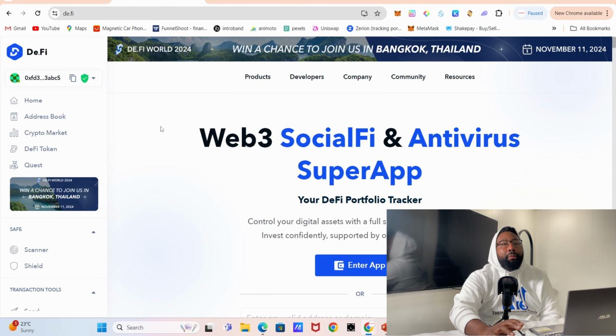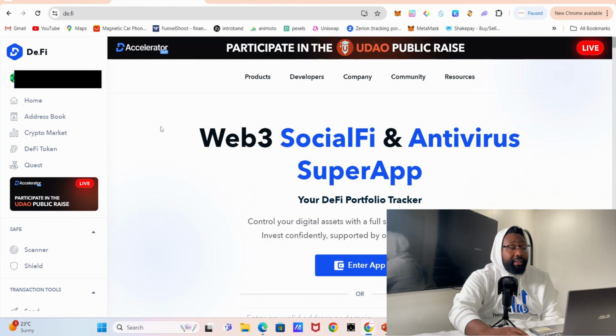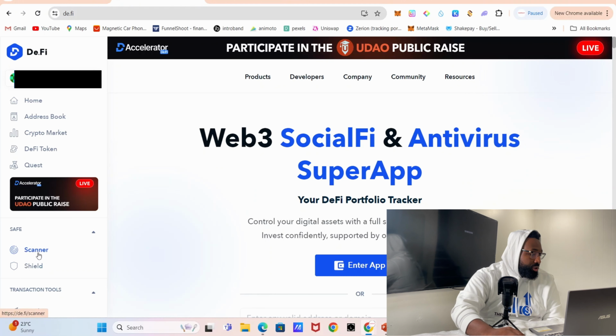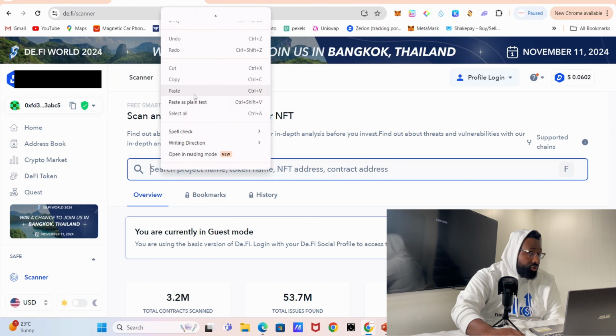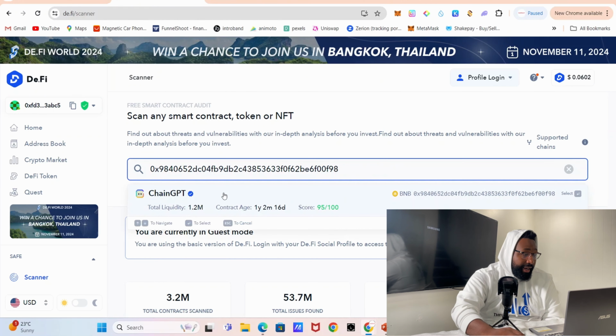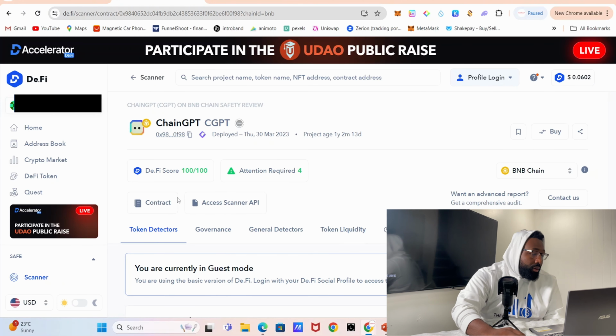Now, a lot of people probably aren't going to show you this because maybe they haven't been in the markets long enough, or maybe they just don't know. Something I always do is take the contract address of whatever particular token I'm going to place an investment on, and I come over to something like De.Fi, and I use their scanner here at the bottom left corner. And all I'm going to do is paste the contract address in this bar up top, and I'm going to click ChainGPT. And what that's going to do is give me an overall score of the contract itself, just to show me if there's any vulnerabilities in the contract, if there's anything unsafe about the contract.